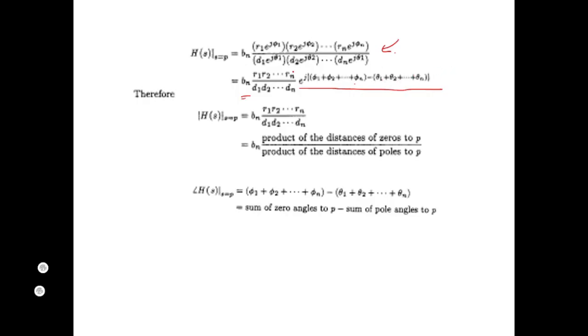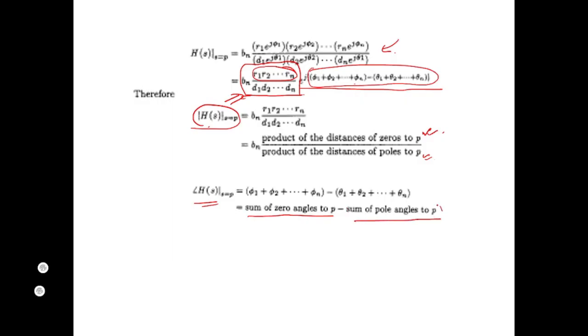So what does this mean? These are nothing but the product of the distances of the zeros to the point P, and at the denominator we have the product of the distances of the poles to the point P. This factor is the real part, which is nothing but the modulus of H(s) at the point P. Similarly, the imaginary part is the phase. It is basically the sum of zero angles to P minus the sum of pole angles to P.